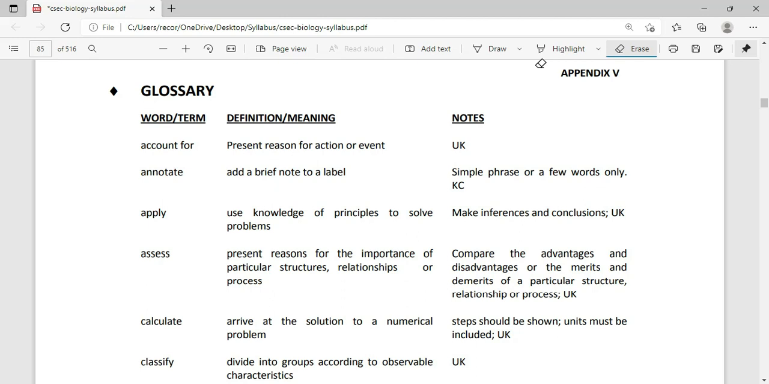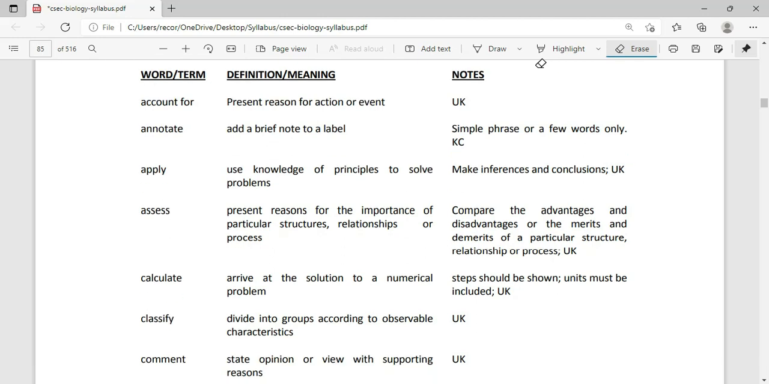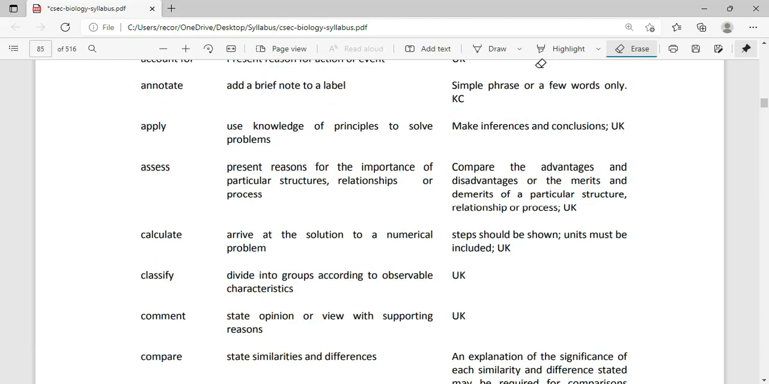Calculate. Arrive at the solution to a numerical problem. Steps should be shown. Units must be included. So if you're calculating the sum of 10 numbers, you want to show that plus sign between to show the calculation. And if you're using units, gram, kilogram, meter, liter, the unit must be represented. You want to see one of my videos on measurement and manipulation to ensure that you understand how this should be used in your table.